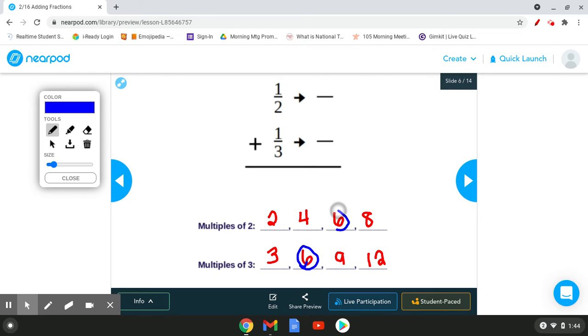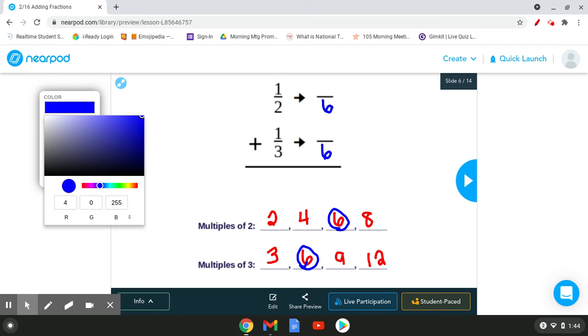You should have circled 6 in your notebook. So that's going to be our new denominator. So I have to turn both 1/2 and 1/3 into sixth size pieces. We found our denominator by making the list of multiples and figuring out which one appears on both of the lists. All right, so now let's go ahead and see what we got.